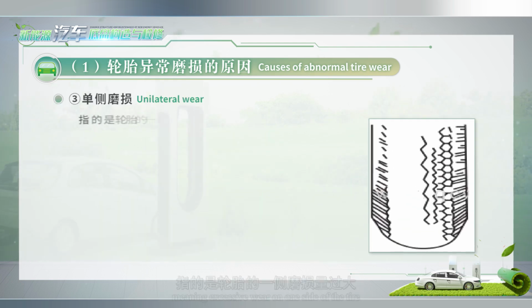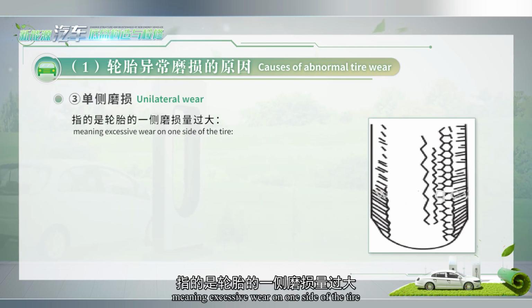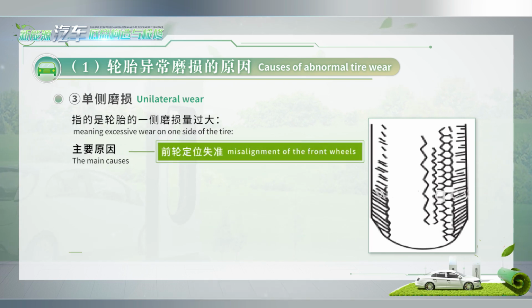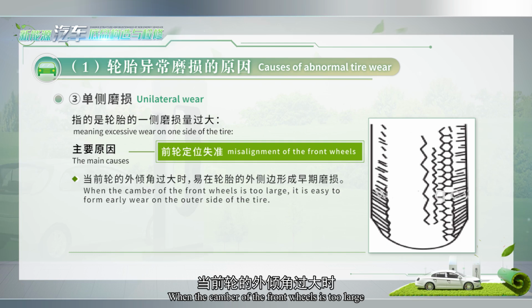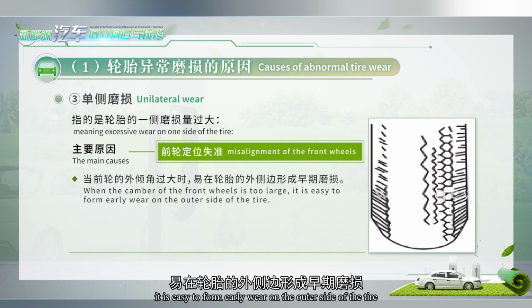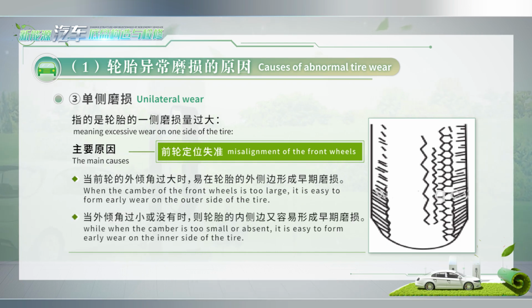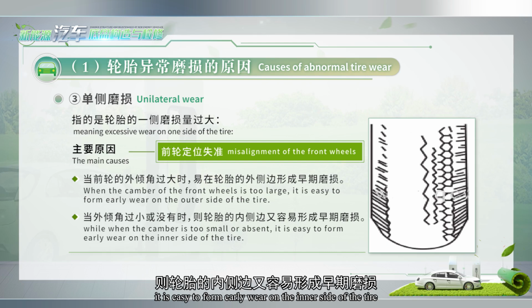Unilateral wear, meaning excessive wear on one side of the tire. The main cause is misalignment of the front wheels. When the camber of the front wheels is too large, it is easy to form early wear on the outer side of the tire, while when the camber is too small or absent, it is easy to form early wear on the inner side of the tire.